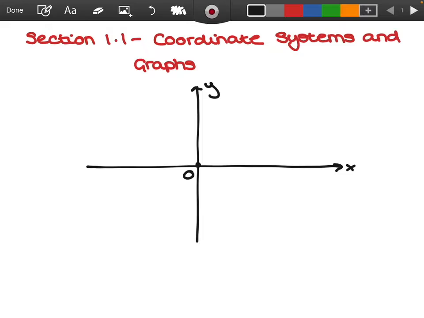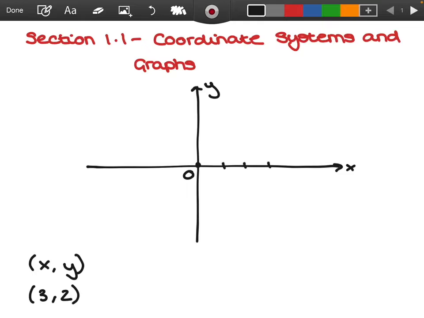So, for example, any data point should have the form (x, y), where the x part of the data point comes first, the y part of the data point comes second. So for example, (3, 2) means that we are 3 units across from the origin on the x-axis and 2 units up from the origin on the y-axis.